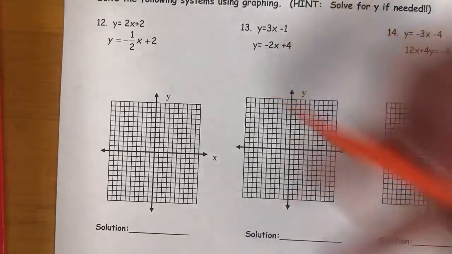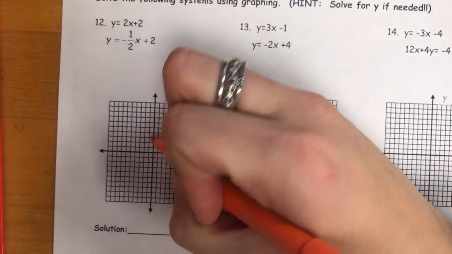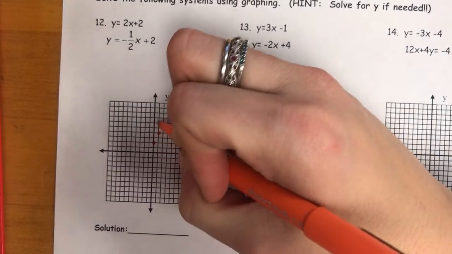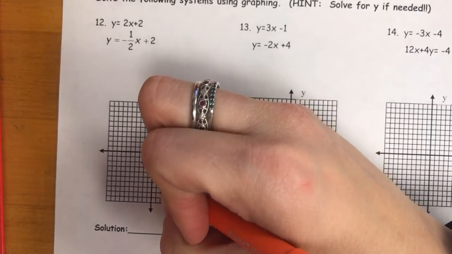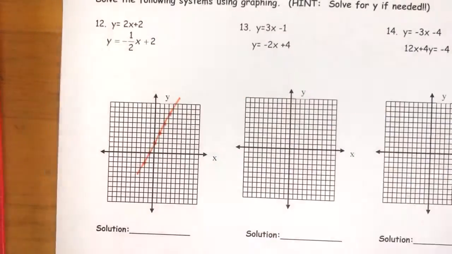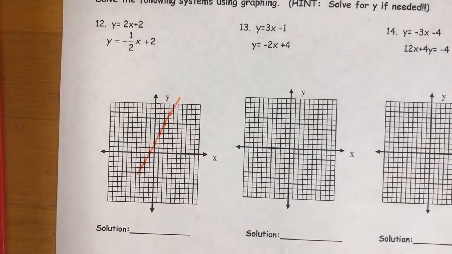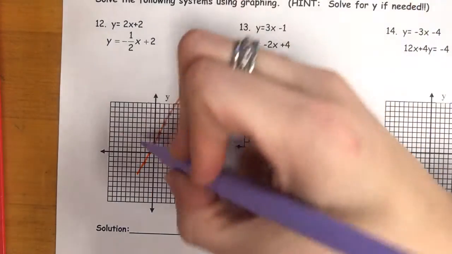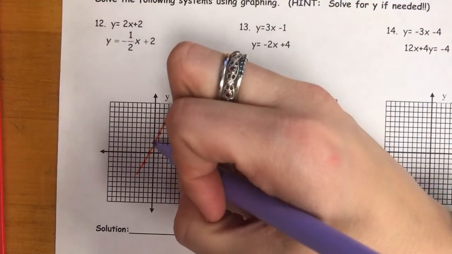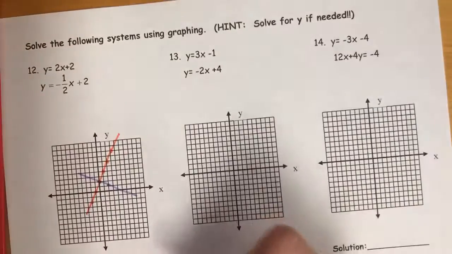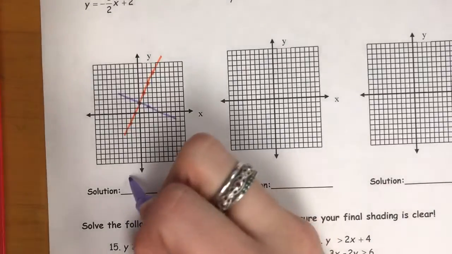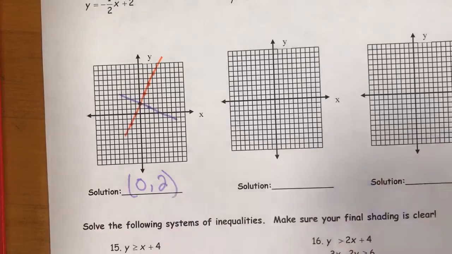Number 12, we're solving by graphing, so we're going to start at 2 and then go up 2 over 1. Make sure that we're making enough points. Second equation, we're starting at 2, and it's a negative 1/2, so we're going down 1 right 2, and we already have our intersection point, which is going to be 0, 2.